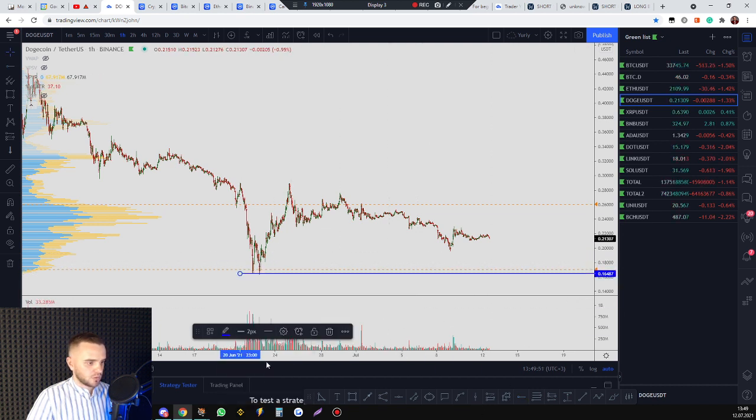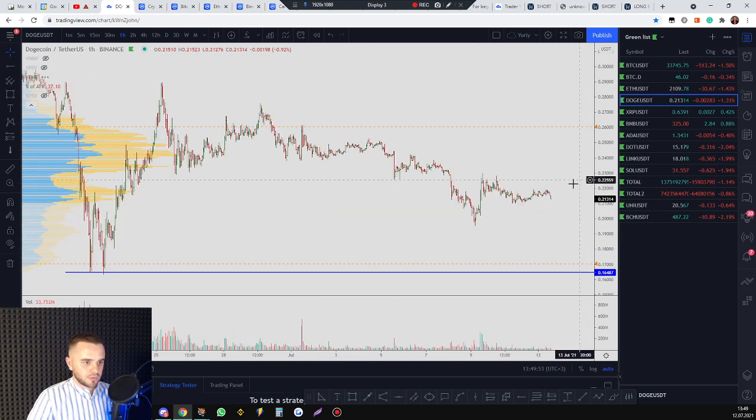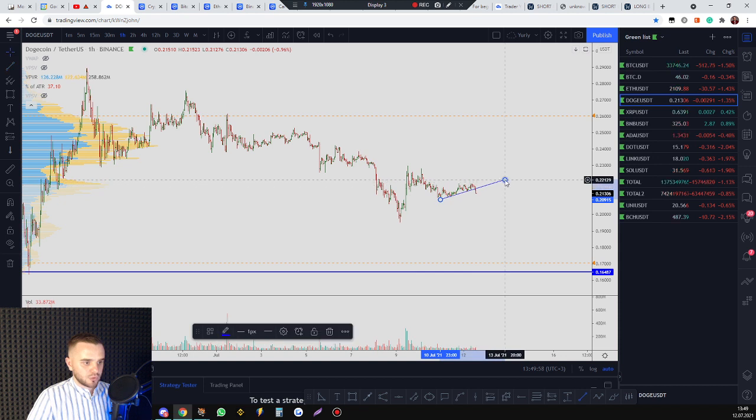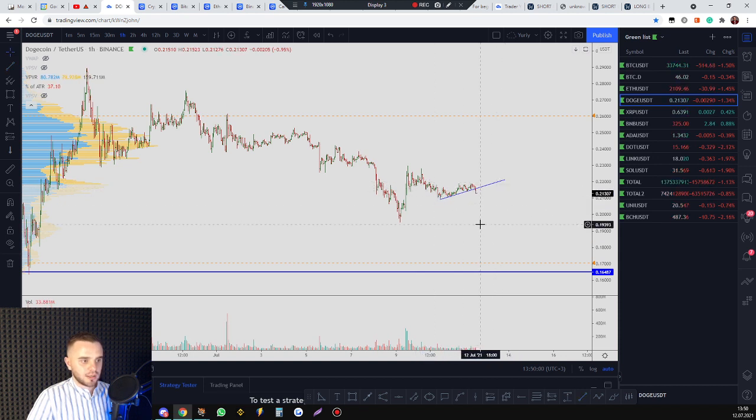Dogecoin. Dogecoin, my friend. About Dogecoin, do you see that Dogecoin also broke this local trend line, and Dogecoin may drop?